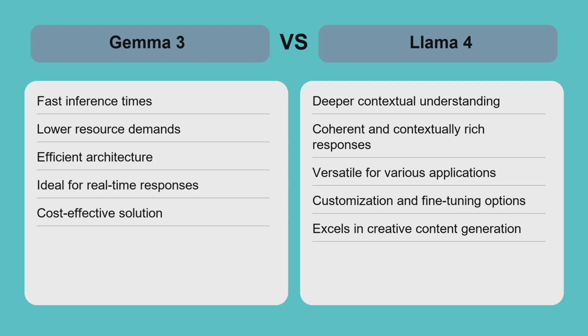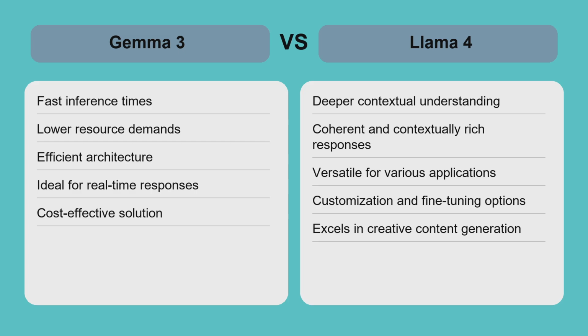Comparing Gemma 3 and Llama 4 highlights a trade-off between efficiency and depth. Gemma 3 offers faster performance and lower resource demands, making it perfect for scalable applications needing quick responses, such as customer support bots or embedded AI features. In contrast, Llama 4 delivers richer, more context-aware outputs, excelling in creative writing, detailed dialogue systems, or research tasks where understanding subtleties matters.